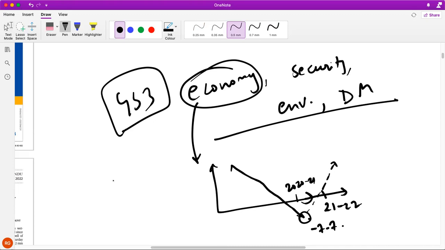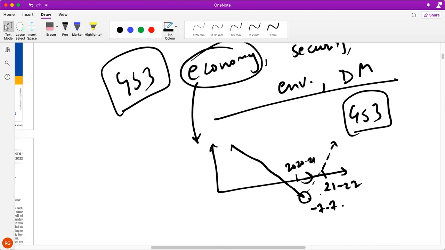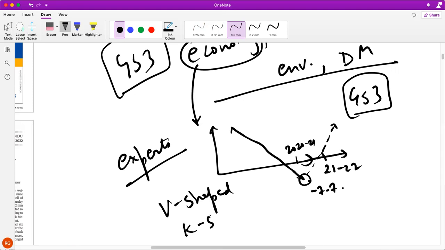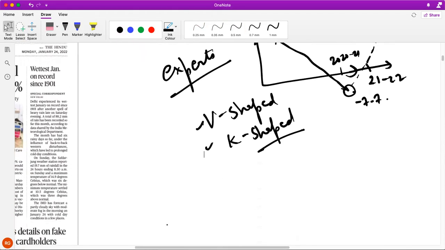And this is what the UPSC had asked. In the GS3 mains, UPSC asked: is India experiencing a V-shaped recovery? There are mixed opinions. Experts have expressed mixed opinions. Some are saying V-shaped, and some others are saying K-shaped. So you have to analyze the newspaper from this angle. All right, I'm just telling you how to read the newspaper.